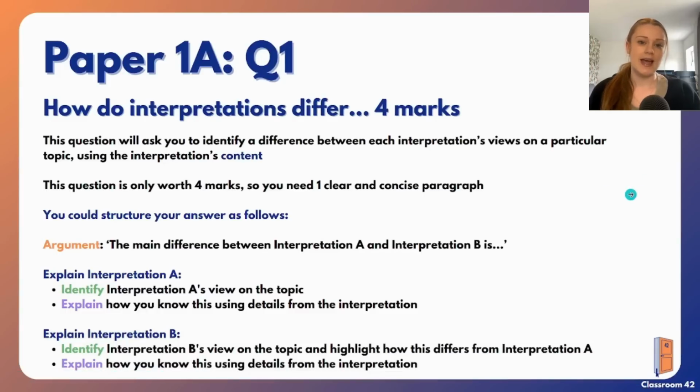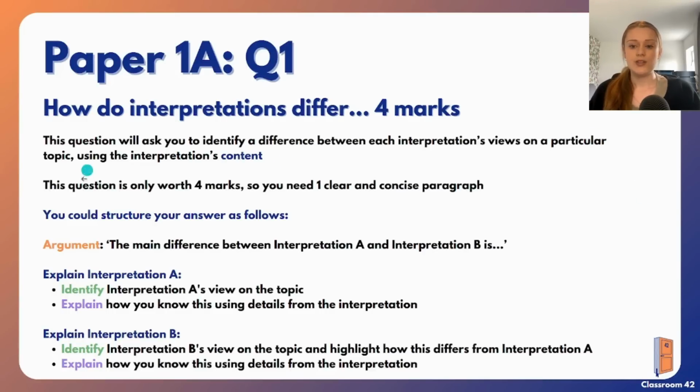So let's take a look at these question types in a bit more detail. For your questions 1, 2 and 3 within Paper 1 Section A, we'll all look at 2 interpretations that will focus on a specific theme or topic within your topic that you study. So your question 1 will look at how do the interpretations differ. So it's asking you to identify differences between the interpretations.